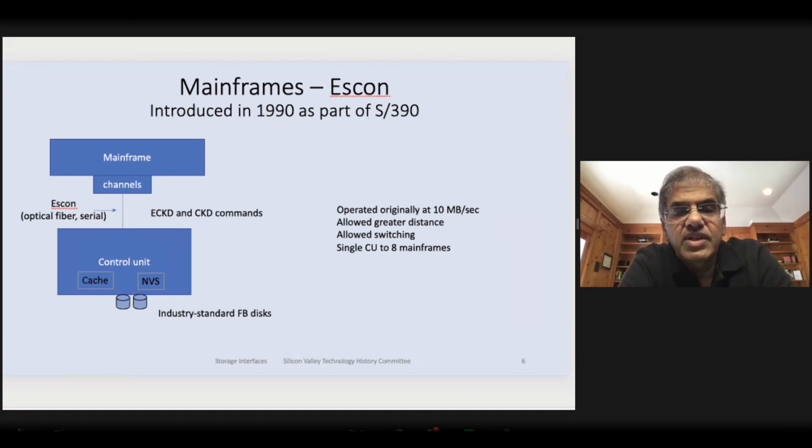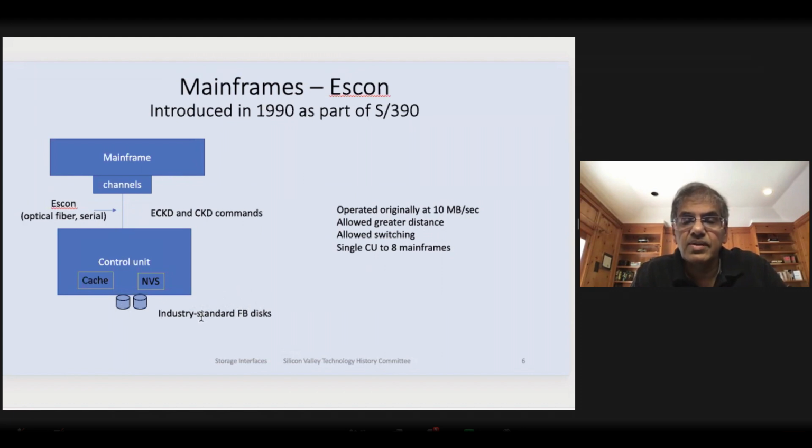Now, all of that was using the bus and tag cables that I mentioned. These were gray cables and blue cables, as I recall, in those days, that went hundreds of feet. And then, of course, ESCON came along. We moved from parallel to serial. Now we went all the way up to 10 megabytes a second. The bus and tag cables stopped around 3.5 megabytes a second. ESCON allowed greater distance, switching, and control units could now talk to multiple mainframes at the same time.